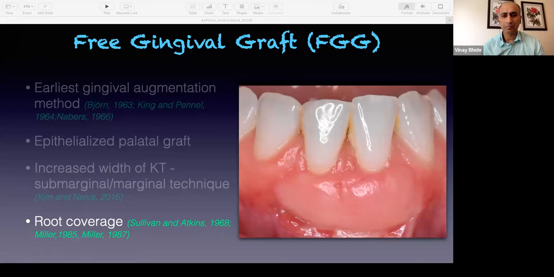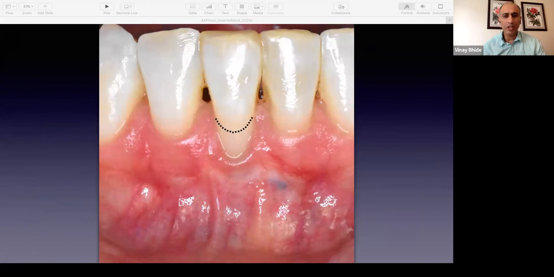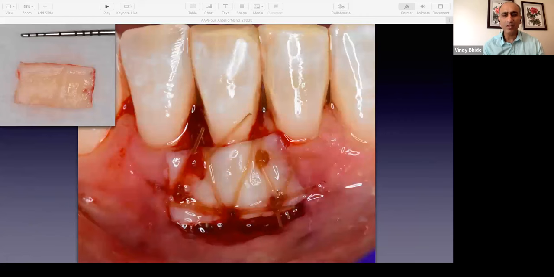So going back to our favorite case here, the one that really changed a lot of things for me, what are we going to do? So I thought, okay, I've already tried a connective tissue graft once with a tunnel. I'm not going to try it again. I'm going to go back to what I thought would work for me in the first place, which would be a free gingival graft. So we prepared our recipient bed, harvested our graft, secured our graft in place nicely.